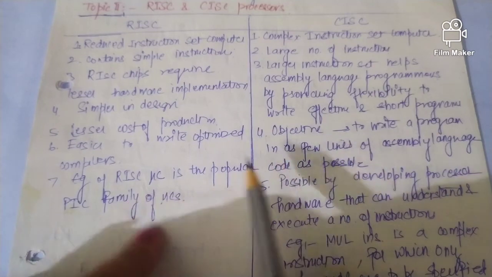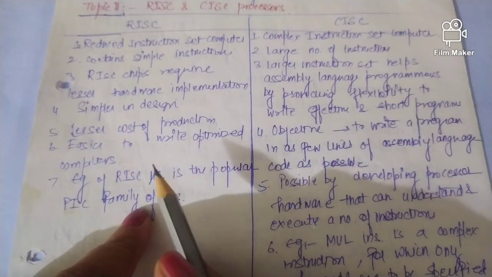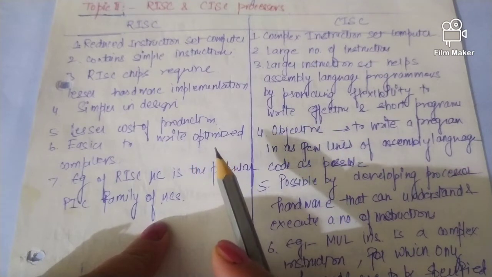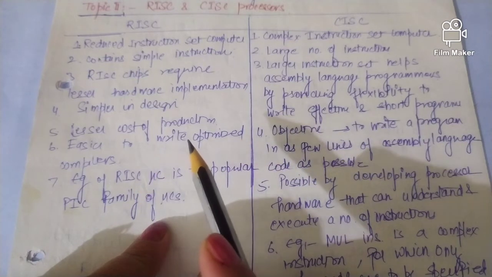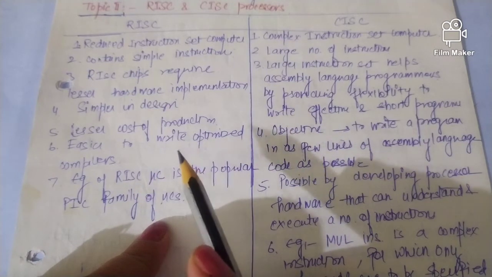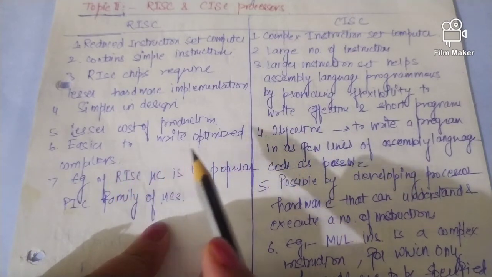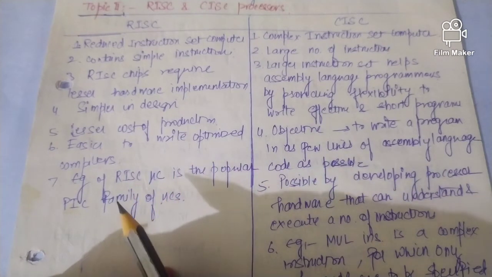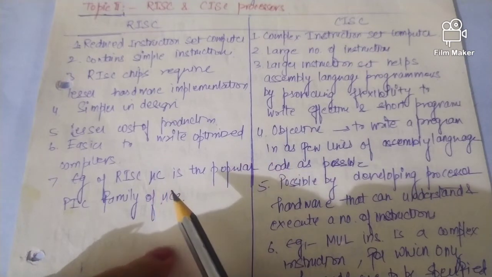That is the thing. So RISC processors are simpler in design. Then the cost of production is lower because they're simpler in design. And it is easier to write optimized compilers in this case. An example of a RISC microcontroller is the popular PIC family of microcontrollers. So the PIC family falls under RISC processors.